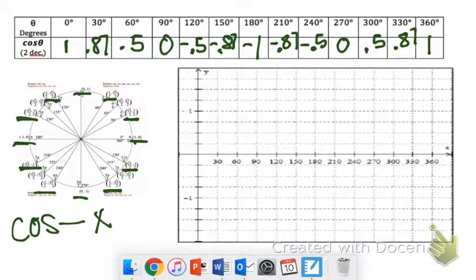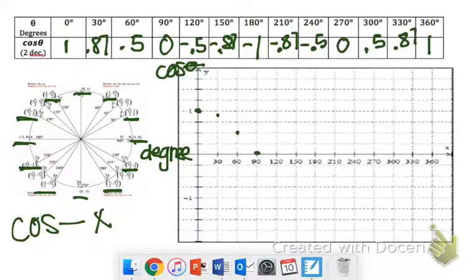Okay, so now let's use these points, those x coordinates we just found, to graph our cosine function. Just like with the sine, our x-axis is the degree measures, and the y-axis will be cosine of theta. Last time it was the sine of theta, but we're working with cosine, so the y-axis will be cosine of theta. At 0 degrees, the cosine is 1, so it's going to be that point right there. At 30 degrees, the cosine is 0.87, so it'll be that point right there. At 60 degrees, it's 0.5. At 90, it's 0.